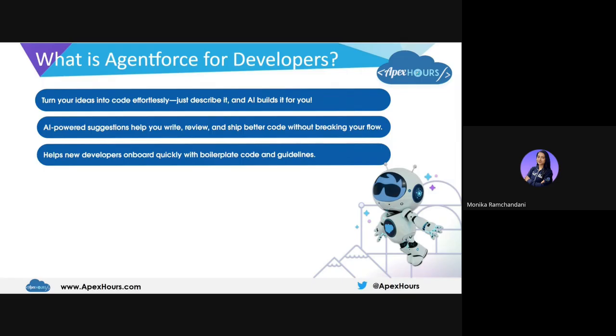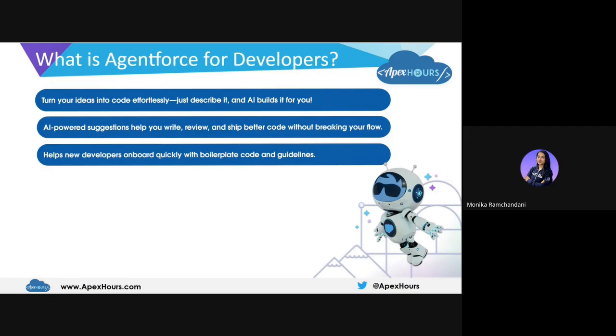For example, we can say, create an Apex method to update contacts' email based on a map of IDs or new emails. And Agentforce will write a full method for you with proper syntax and best practices. It can write Apex, LWC, SOQL, and more from scratch using just a description. It will understand your code base and help you refactor, explain, and review your logic.